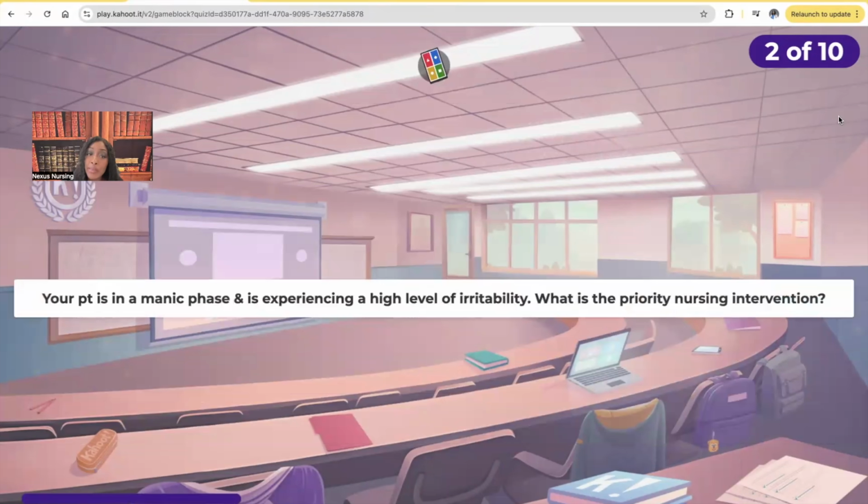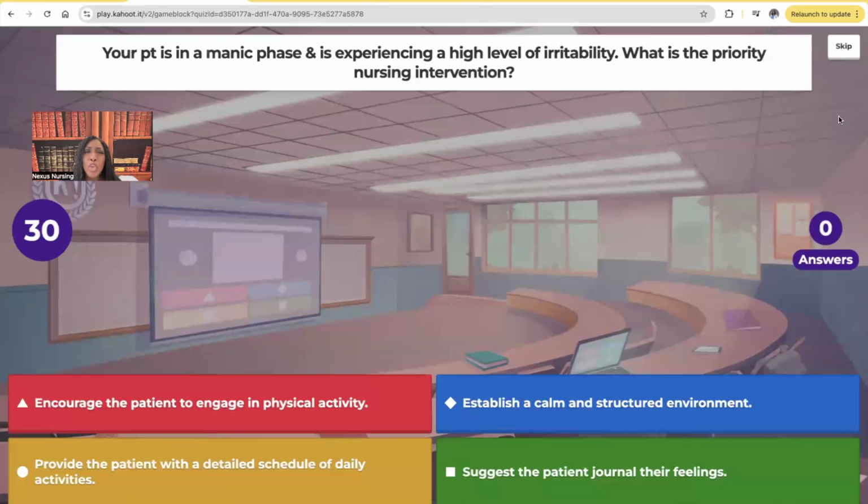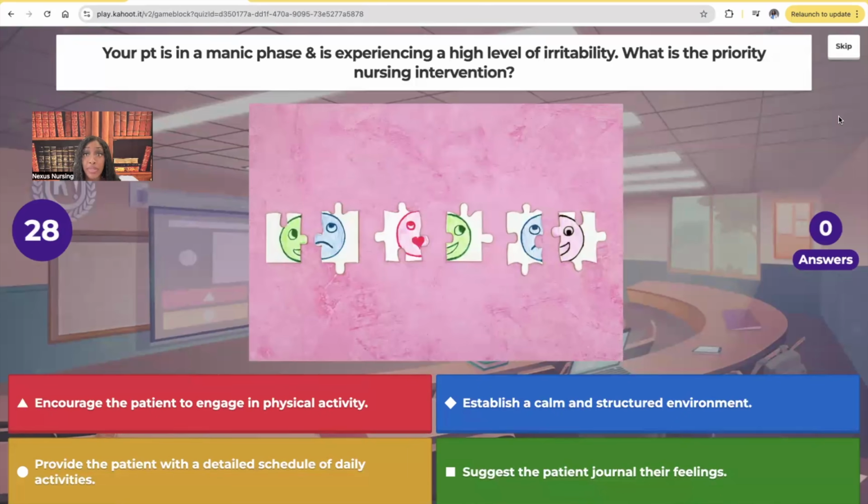All right, your patient's in the manic phase and they are experiencing a high level of irritability. What's going to be your priority nursing intervention at this point? Would it be to encourage them to engage in physical activity? Would it be to establish a calm and structured environment? Would it be to provide the patient with a detailed schedule of daily activities? Or would it be to suggest the patient journal their feelings? What do you guys think?